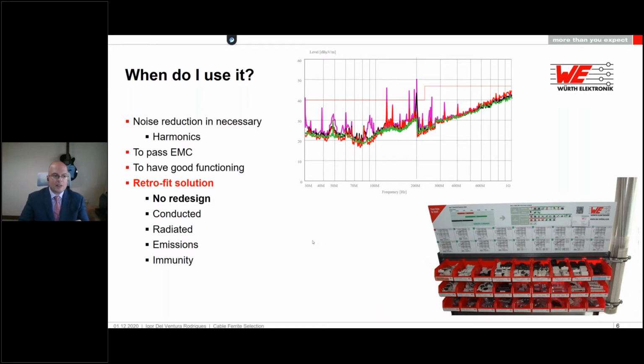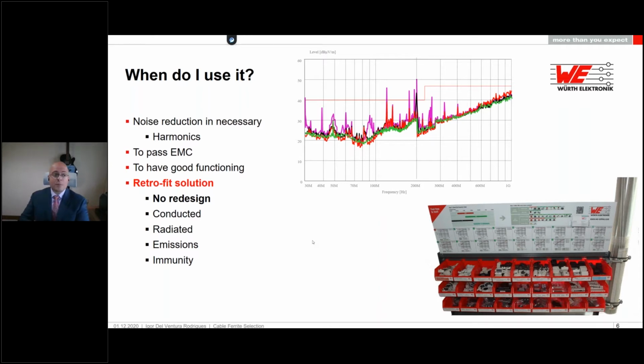So this will be for the case where you don't have the time to redesign, or the investment to redesign is not going to be worth it, or you actually cannot redesign the other blocks for any other given reason. Then you can sort out your problem with a cable ferrite. And it will help you against both conducted and radiated emissions and immunity.